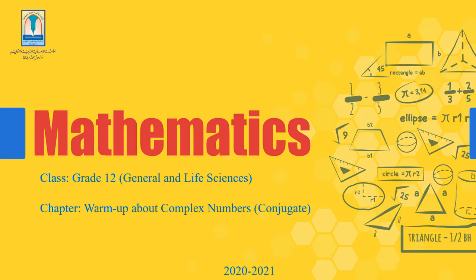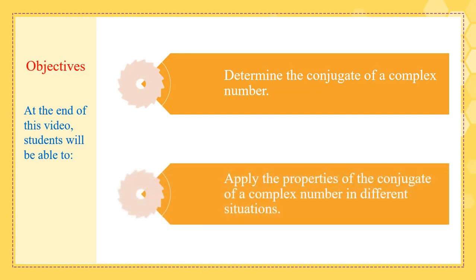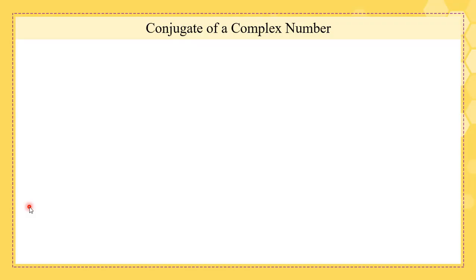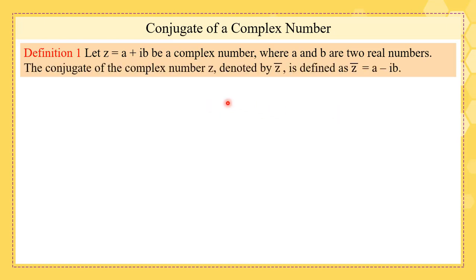Today we will continue talking about complex numbers. Let z equal a plus ib be a complex number where a and b are two real numbers. The conjugate of z, denoted by z bar, is defined as z bar equals a minus ib. In other words, we leave the real part of z as it is and we change the sign of the imaginary part. So b becomes minus b.